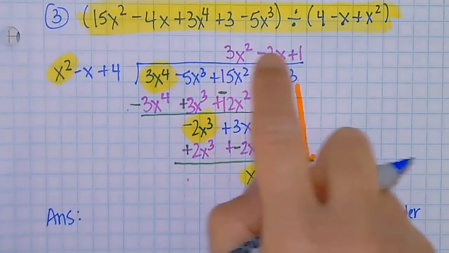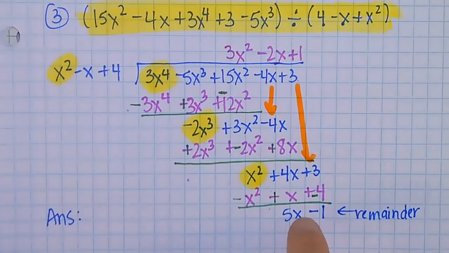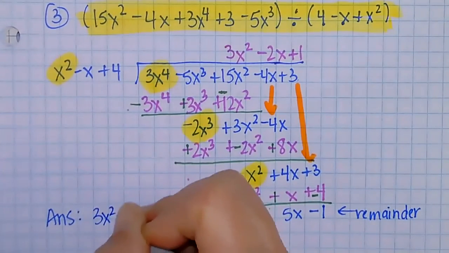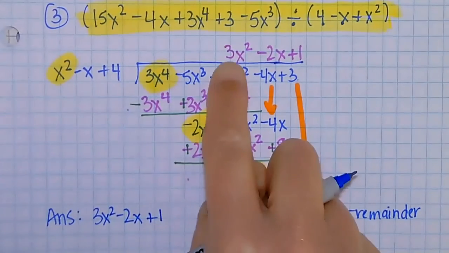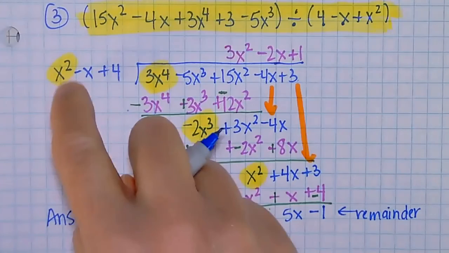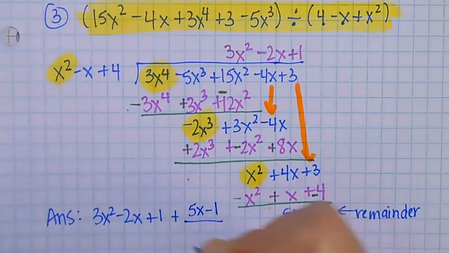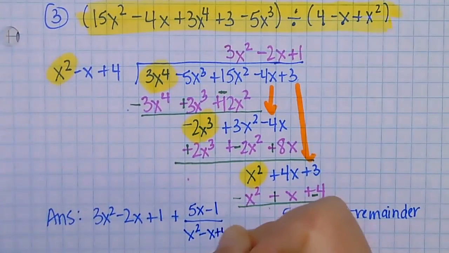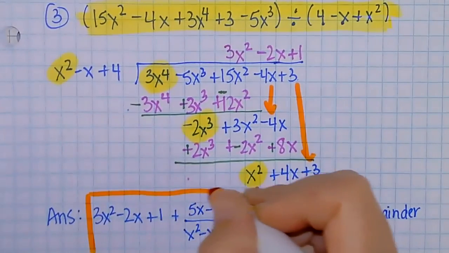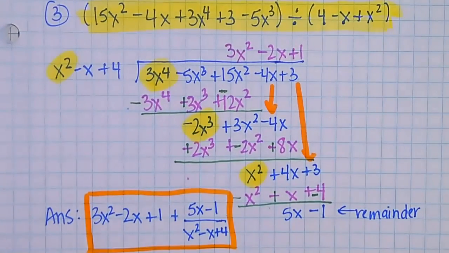is going to be 3x squared minus 2x plus 1 plus this over x squared minus x plus 4. So again, 3x squared minus 2x plus 1, which is what I get up here, and then plus this over this. So plus 5x minus 1 over x squared minus x plus 4. And so I'll put the box in that. And that's your answer. And that's the end of this video.